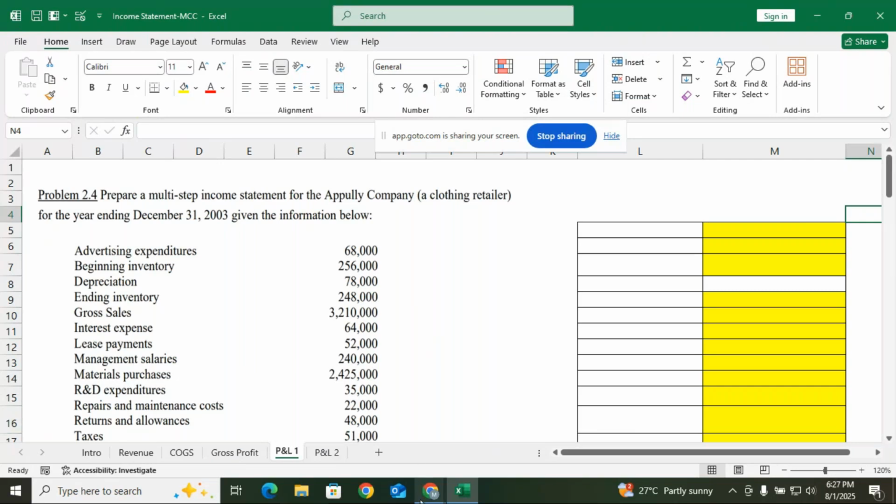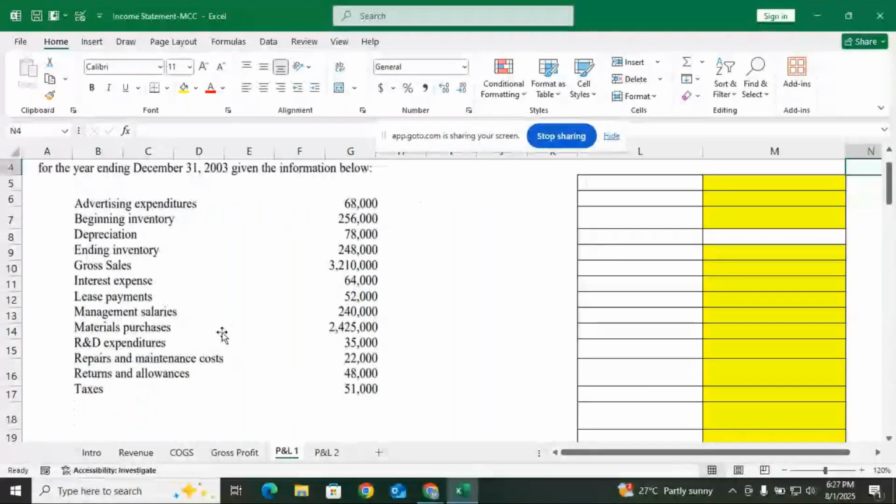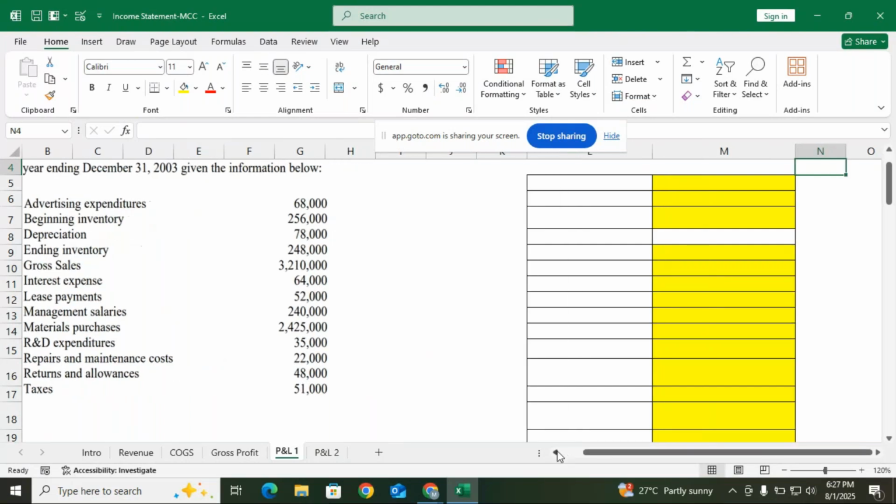Here we have got advertisement expenses, opening stock, depreciation of 78,000, closing stock or ending inventory, gross sales 32 lakh 10,000, interest expenses 64,000, lease payments 52,000, management salaries 2 lakh 40,000, purchases 24 lakh 25,000, R&D (research and development) expenses 35,000, repairs and maintenance cost 22,000, returns and allowances 48,000, and taxes 51,000. These are the list of expenses.